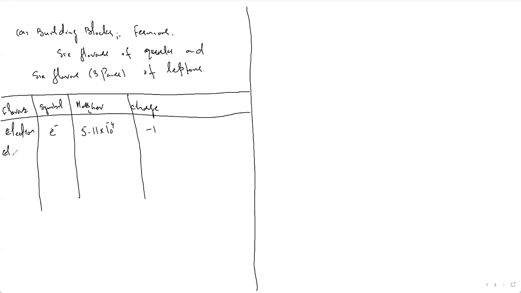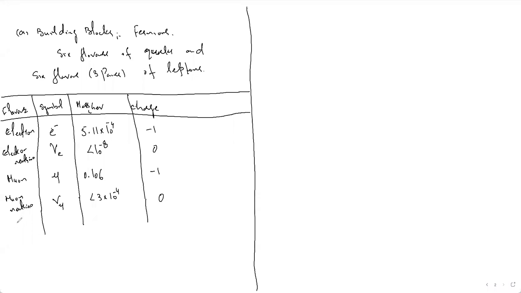Now we have the electron neutrino. The symbol is like this, and its mass is very less. Usually we take it less than 10 to the power minus 8 GeV, and its charge is zero. They are neutral. Then we have the muon. The muon symbol is mu, and its mass is around 0.106 GeV. And again the charge is minus one because it's a lepton. Then we have the muon neutrino. Its symbol is like this, and its mass is less than 3 into 10 to the power minus 4 GeV. Again its charge is zero.